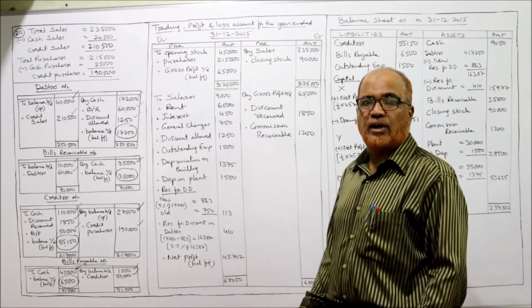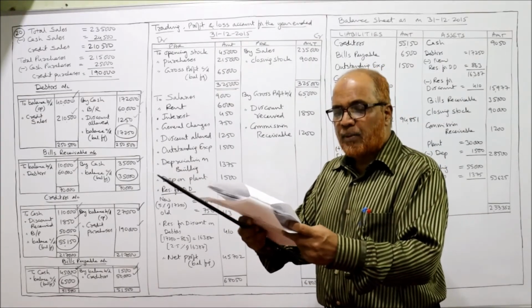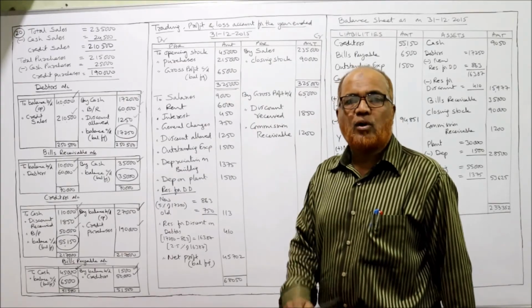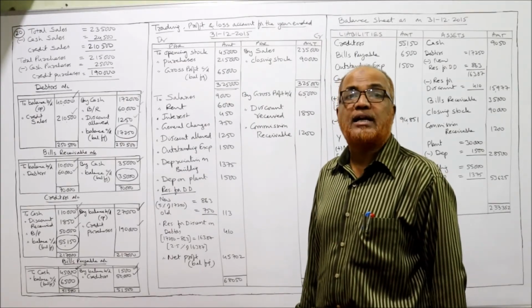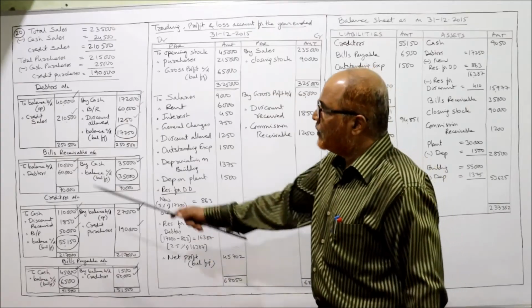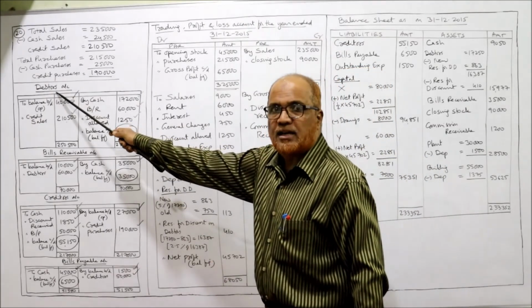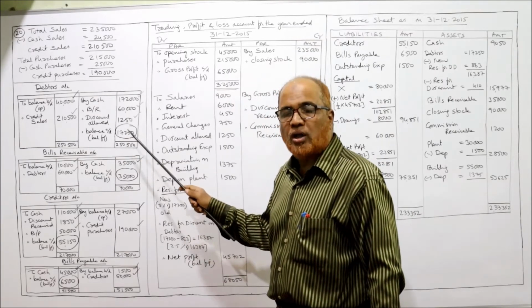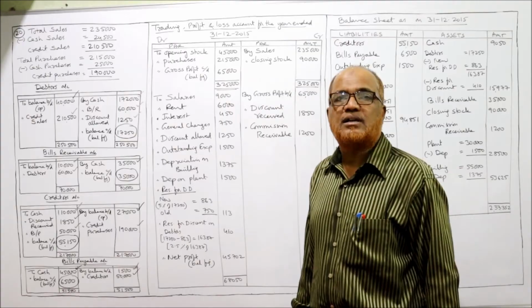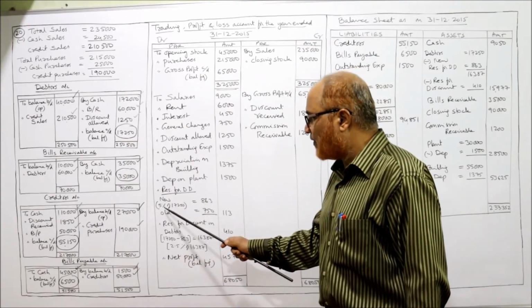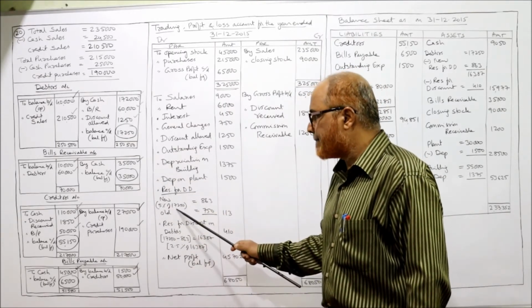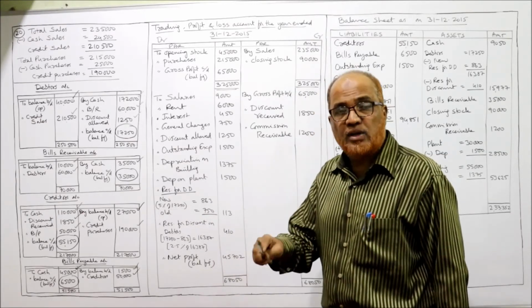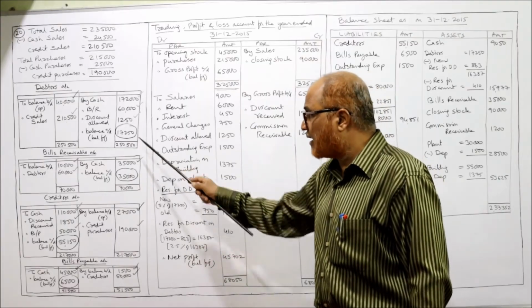Now reserve for doubtful debts. It is given in the last line. Provide 5% reserve for doubtful debts. Reserve for doubtful debts will be created on the closing debtors. So here debtors are there. How much is the closing debtors? 17,250 are the closing debtors. On this closing debtors, 5% is the reserve for doubtful debts. So 5% of 17,250 comes to 863. This is the new reserve because end of the year we are calculating.